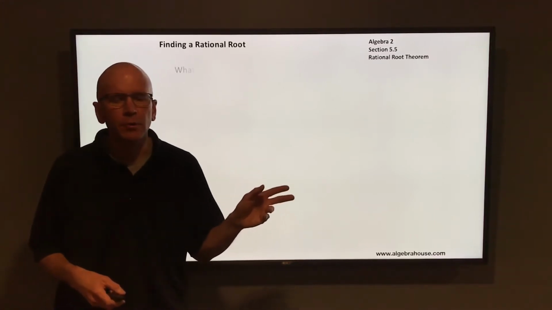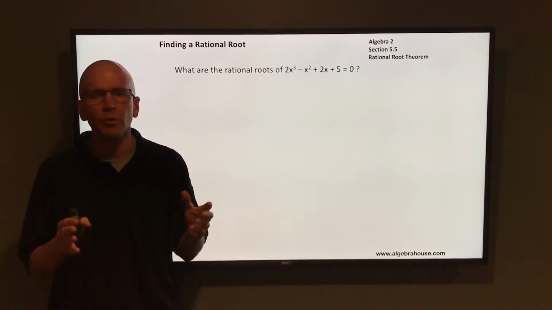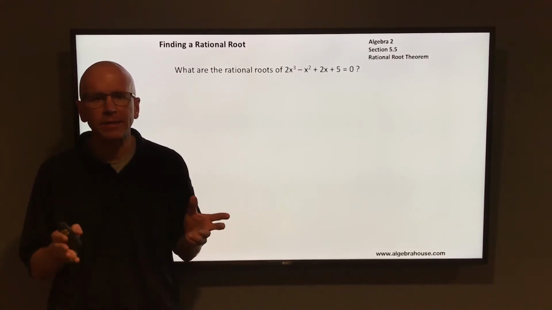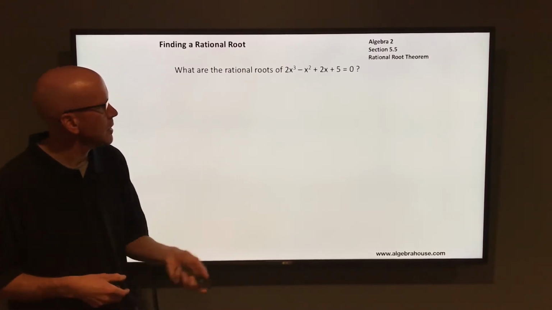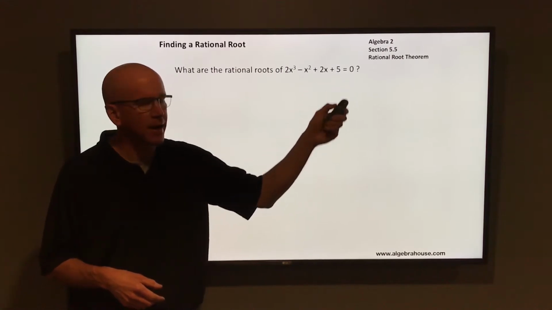We're going to find rational roots. First of all, the word rational means it can be written as a ratio of two integers. And the word root means it is a solution, a zero or an x-intercept, the value of x that makes the y value equal to 0. So what are the rational roots of 2x to the third minus x squared plus 2x plus 5 equals 0?